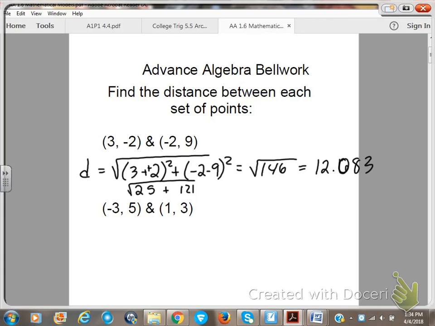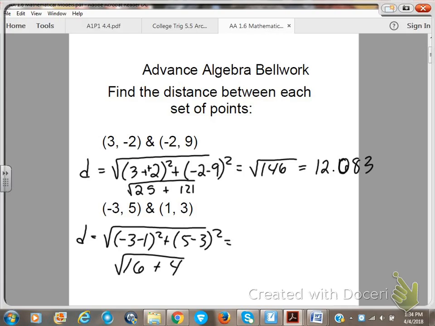Alright, on the next one, setting it up the same way, we're going to have negative 3 minus 1 squared plus 5 minus 3 squared. Negative 4 squared is 16, 2 squared is 4. Looking at the square root of 20.